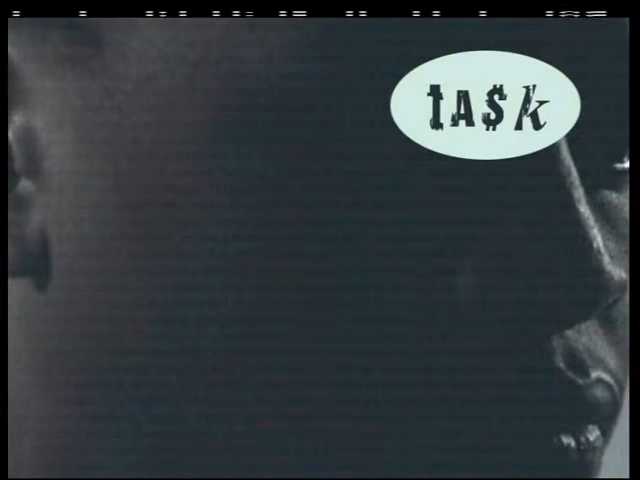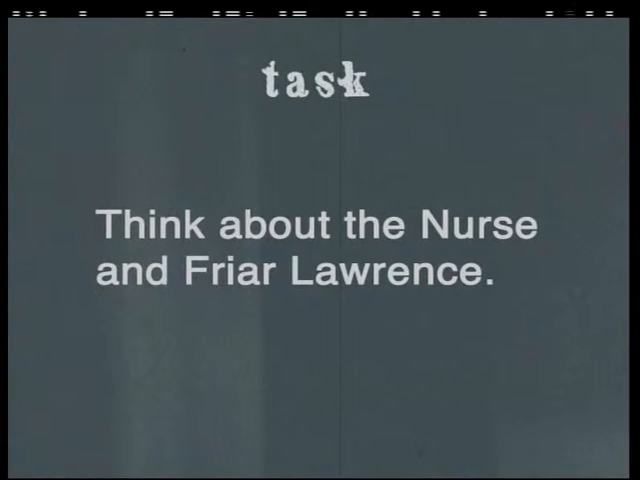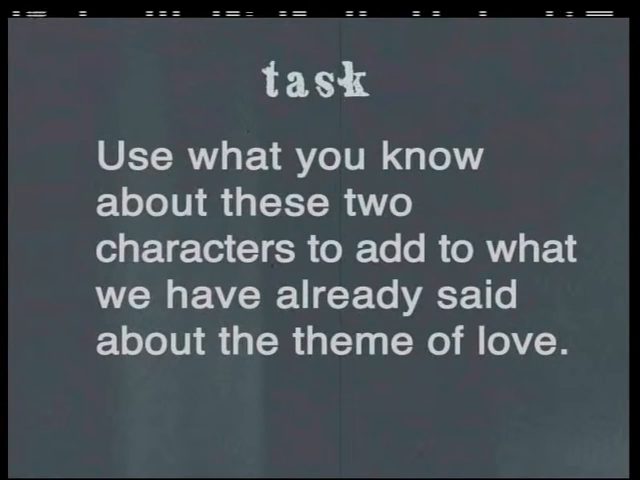Here is a task that you can do to see how well you can formulate a theme. Think about the nurse and Friar Lawrence. Use what you know about these two characters to add to what we have already said about the theme of love.